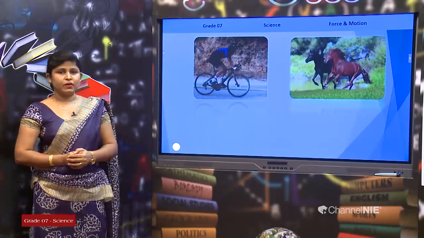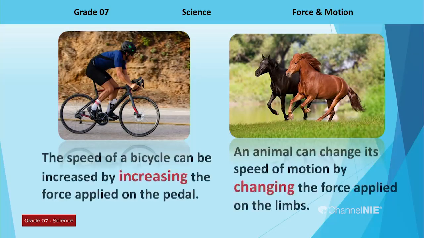Look at the pictures given on the screen. The speed of a bicycle can be increased by increasing the force applied on the pedal. In the second picture, you can see the animals are running fast. The animal can change its speed of motion by changing the force applied onto its legs.